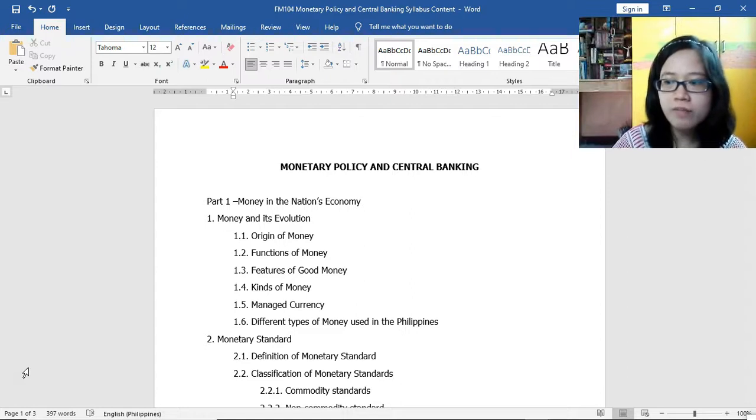For the topics that will be included in the discussion, we have the following. Part 1 is about money in the nation's economy. The first topic is money and its evolution. We'll be having the origin of money, functions, features, kinds, and then the managed currency, and different types of money used in the Philippines.